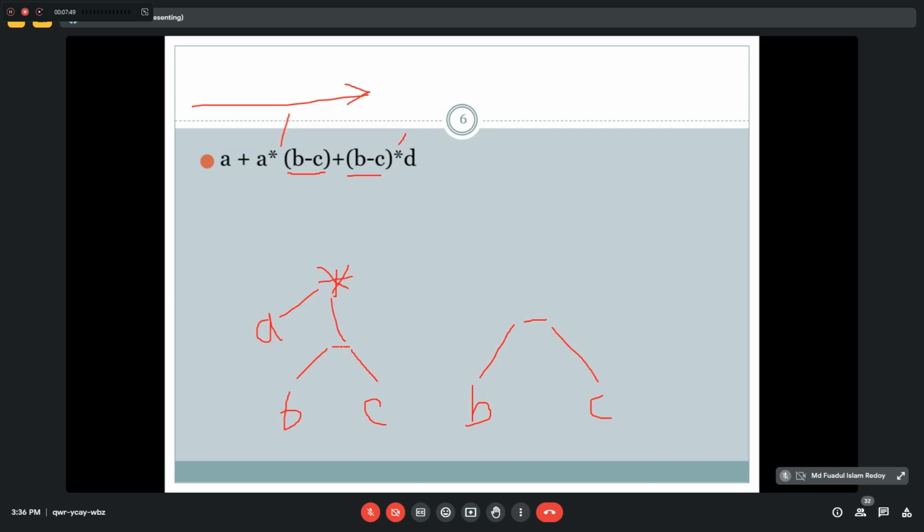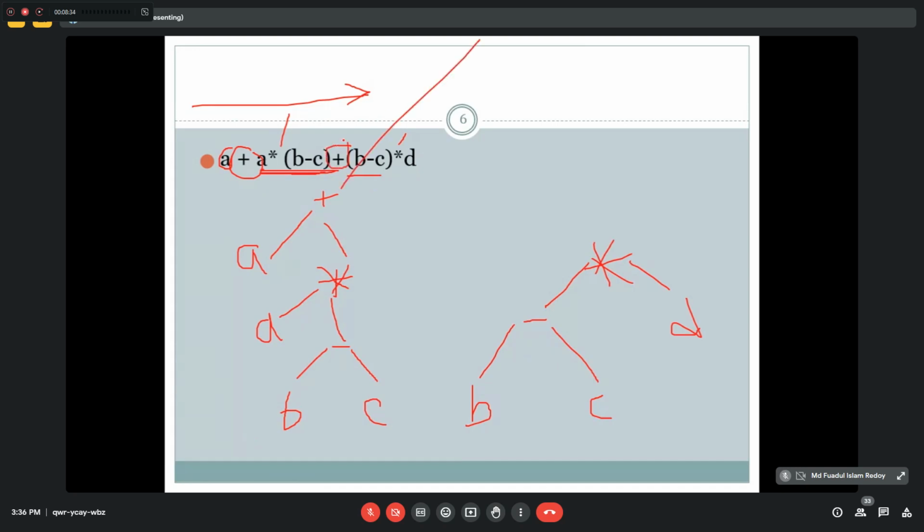Then this one. That means B minus C. The left child is B minus C and the right child is D. Then the addition, and there is more than one addition, and addition is done from left to right. So the left one is A and the right one is A into B minus C. This part indicates A into B minus C. So the left one is A, then plus this one. Are you agreed?